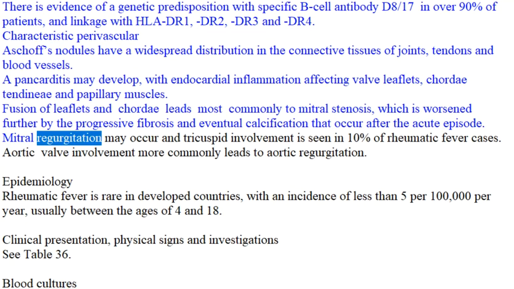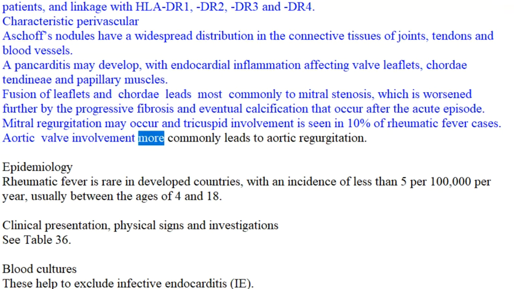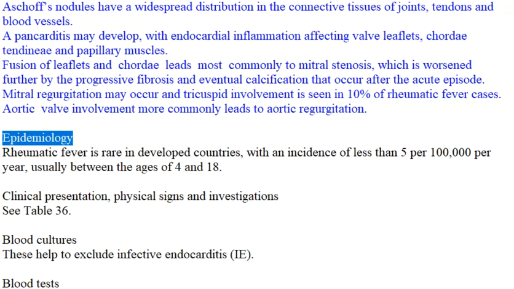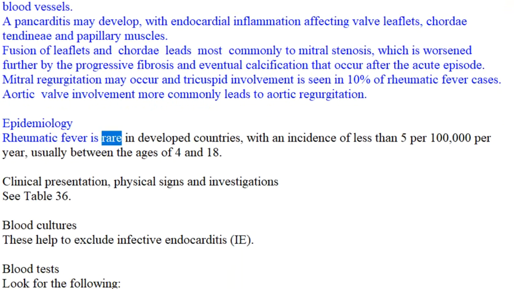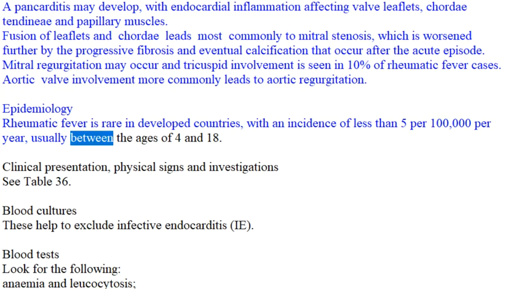Mitral regurgitation may occur and tricuspid involvement is seen in 10% of rheumatic fever cases. Aortic valve involvement more commonly leads to aortic regurgitation. Epidemiology. Rheumatic fever is rare in developed countries, with an incidence of less than 5 per 100,000 per year, usually between the ages of 4 and 18.